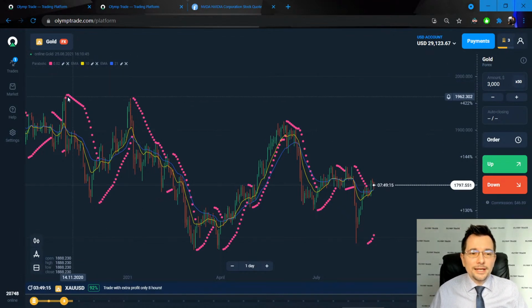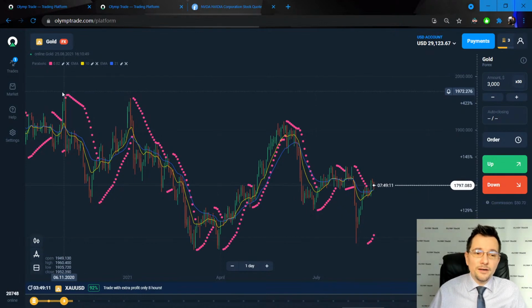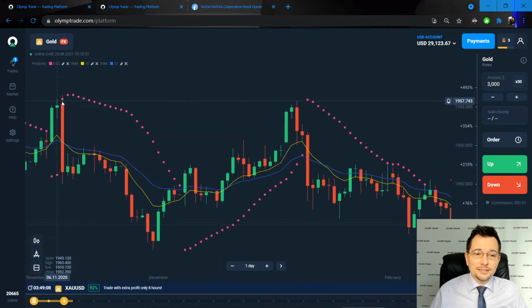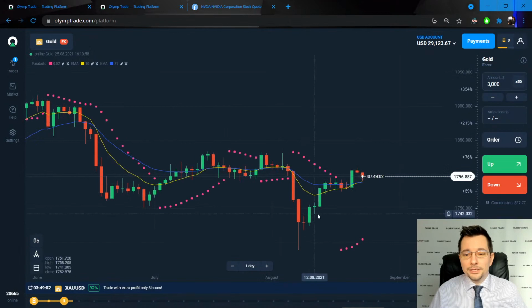So this is another layer, and the parabolic is very easy to use. You see when it goes above price, that's a sell signal. When it goes below price, that's a buy signal. So if we're looking at where we're at right now, looking at gold, everything is screaming buy.